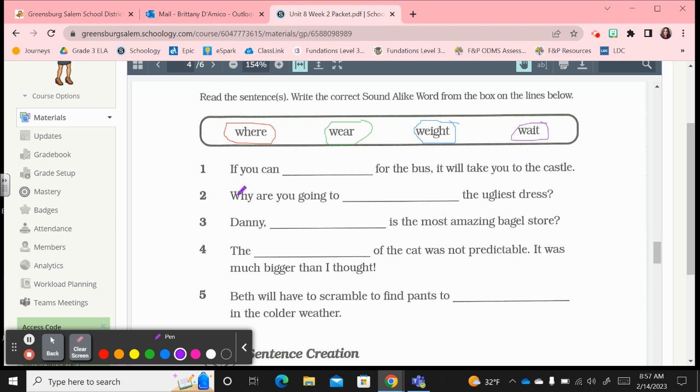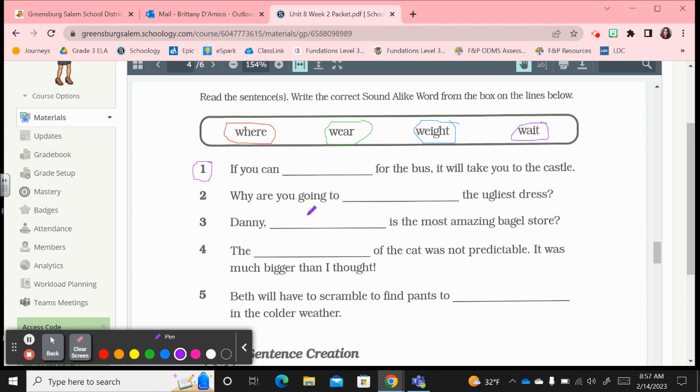All right, let's see. If you can blank for the bus, it will take you to the castle. If you cannot wear for the bus, but wait. So which wait is it? Yeah, wait patiently for it to arrive. WAIT. If you can wait for the bus, it will take you to the castle.